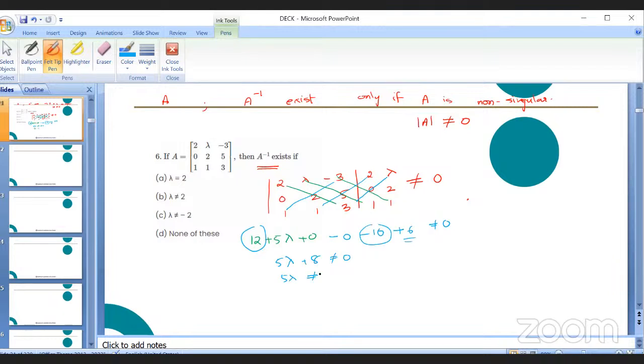5 lambda not equal to minus 8. Lambda not equal to minus 8 by 5. It is not present in any of the options. So none of these. Option D is the answer.